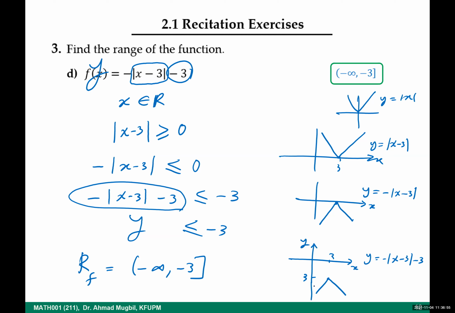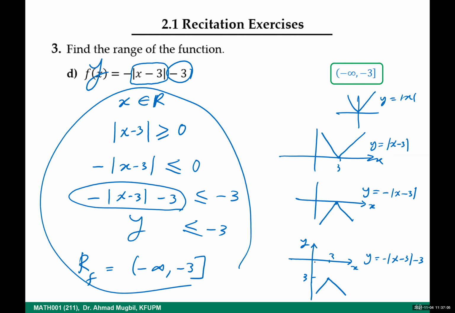And don't tell me that you can find the range in one step and just write the final answer. This will not be accepted from you. You should show me how you obtain it. Either you will do this or this.